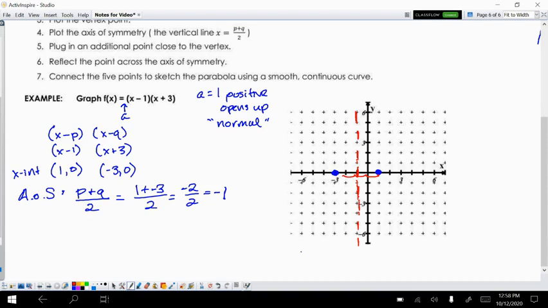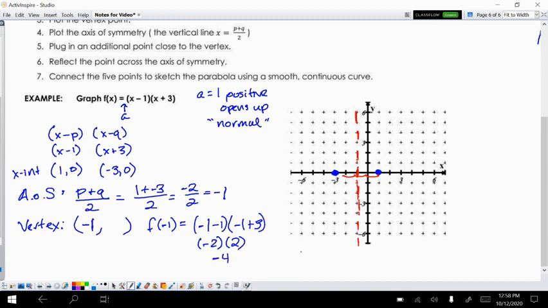Now we know that the vertex has to be on that line. It always matches up with the axis of symmetry. So we know the vertex starts at negative 1. That's the x value. But we have to plug that in to find our y value. So negative 1 minus 1, negative 1 plus 3 gives us negative 2 times 2, which is negative 4. So there's our vertex at (-1, -4).